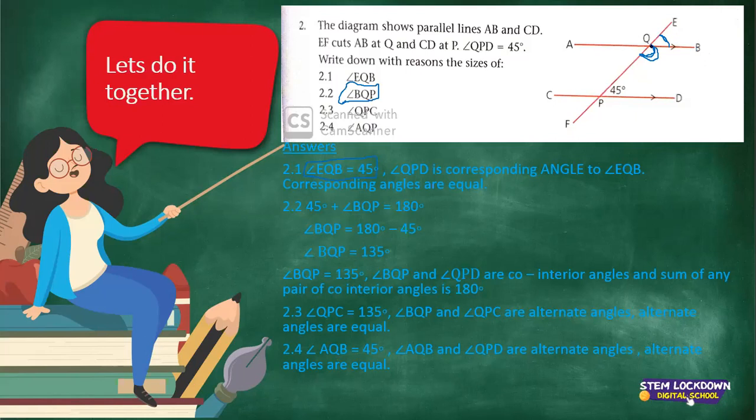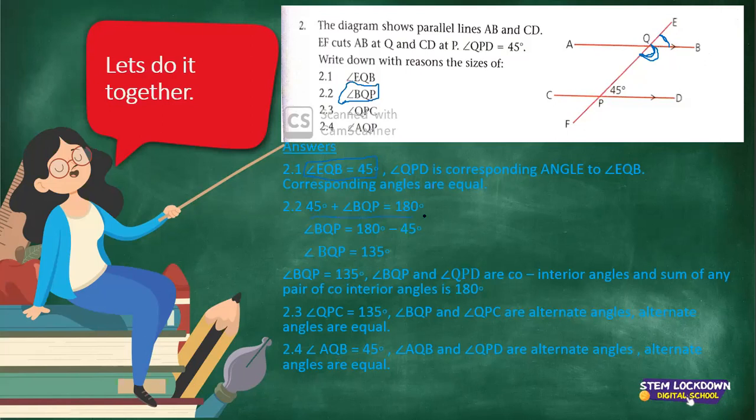When you see this right here, you can see that it's on the same side of the transversal. So that means this 45 degrees and this angle right here are our co-interior angles, because they lie on the same side of the transversal. And our co-interior angles are not equal. Their degrees are different. So we need to find the value for BQP, and we will do our equation first.